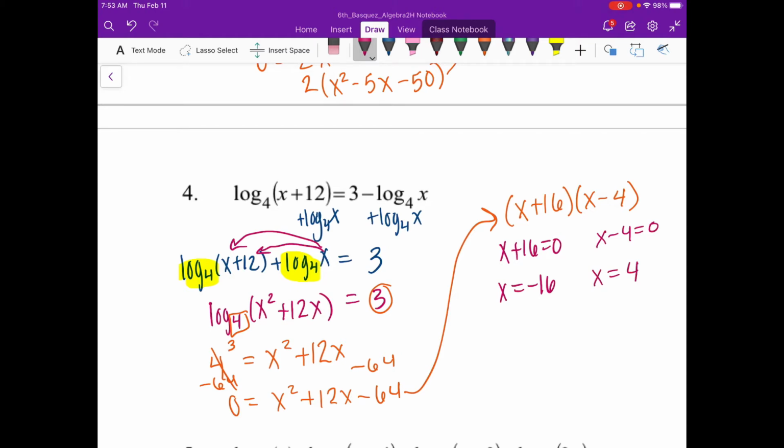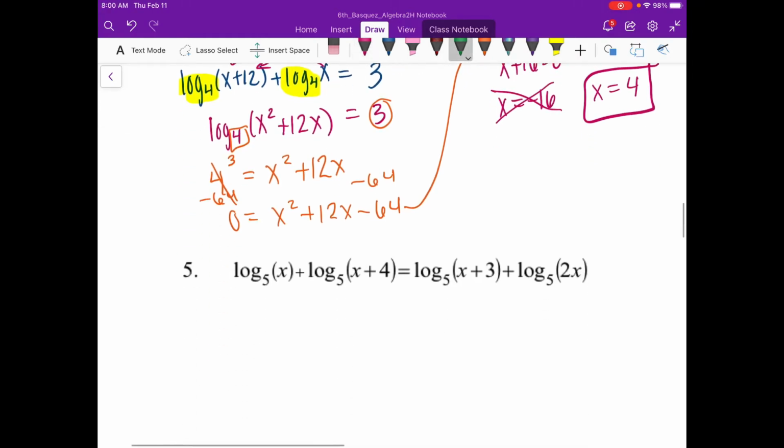And before you say that these are the answers, make sure you're going back and checking, would either of these give you a negative answer in your term? So I'm looking again at the original problem. And right here, because this is a lonely x, any negative term is going to make that term negative. So x equals negative 16 is not going to work. I still have to check 4. So 4 plus 12 over here gives me 16. That's okay. And then x is just 4. So we are done. That is the answer.